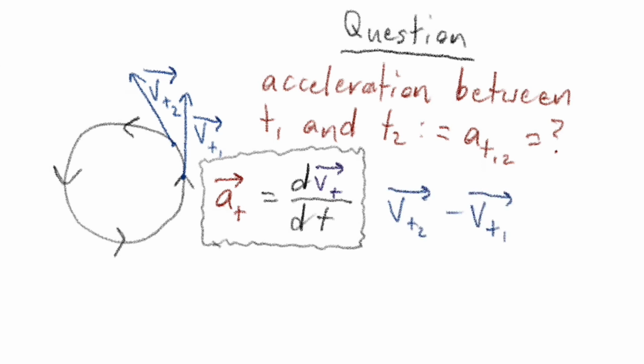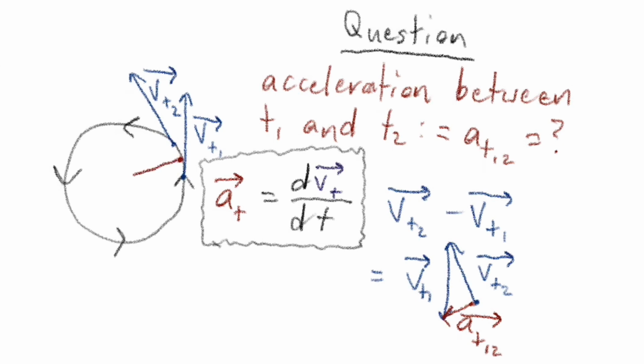And intriguingly, when you take the vector v sub t2 and subtract v sub t1, you get this vector that looks like it's pointing towards the center of the circle. And indeed, that is the direction of the acceleration of a particle moving in uniform circular motion. It is towards the center of the circle.